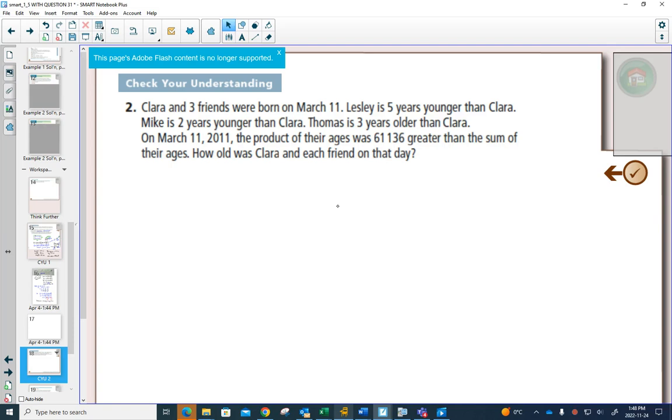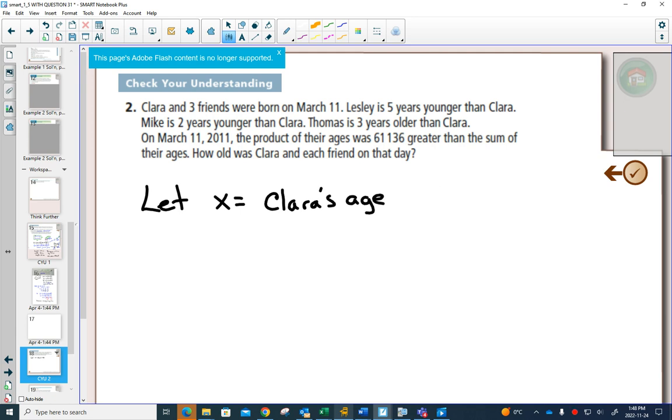So, first of all, when you turn something into algebra, you need to introduce a variable and write everything with that variable. In this case, everybody is compared to Clara. I don't even know how to say her name. And so I'm going to say, let x equal Clara's age. I'm going to call her Clara for short. So we know Clara is x.